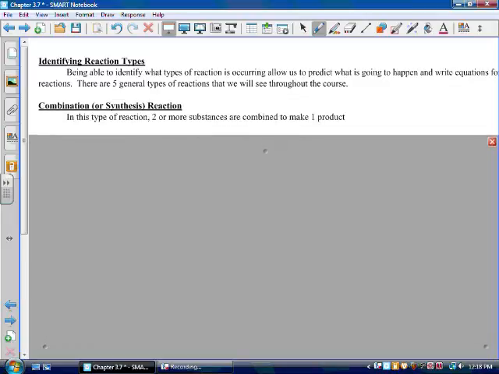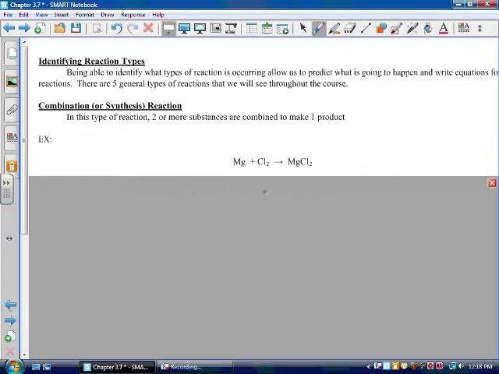The first type of reaction is called a combination reaction. It's also called a synthesis reaction. Synthesis reactions or combination reactions are when you have 2 or more substances on the reactant side, or the left side of the equation, mixing together to produce one product. The way I always remember that is combination: you're combining some things to make one thing.